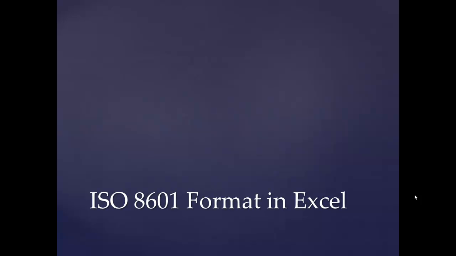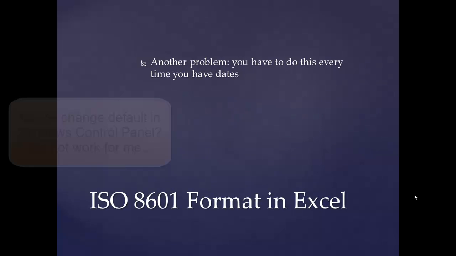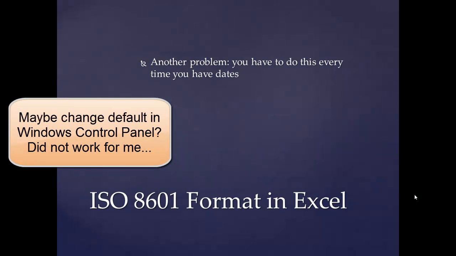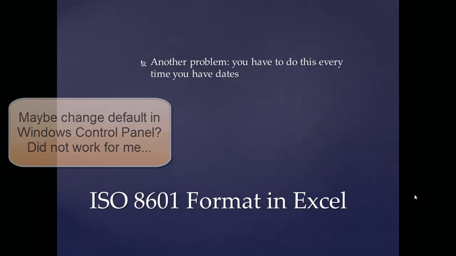Okay, so now we see how to apply the proper formatting in Excel. There is a problem here, in that you have to do that every time you have dates. There's really no good way to set up the default. You can go and change the default settings in the Windows control panel, but I messed with that. It didn't seem to work.